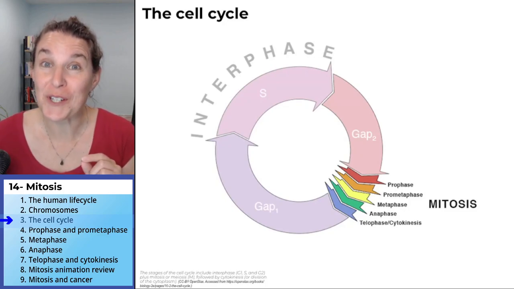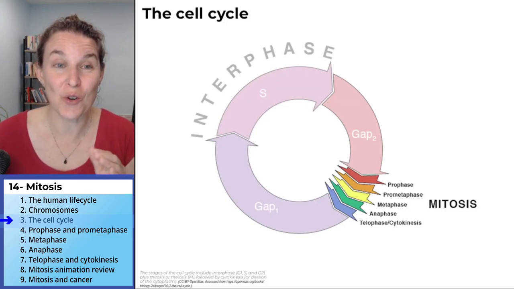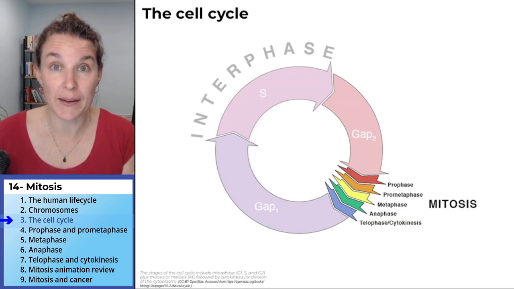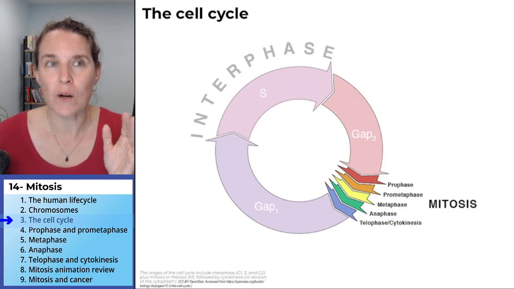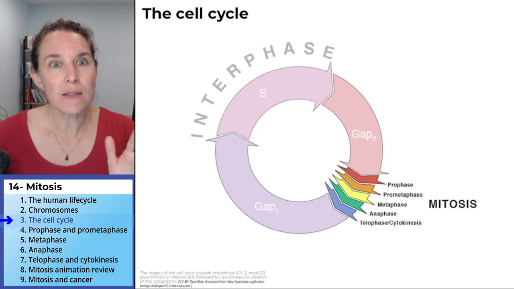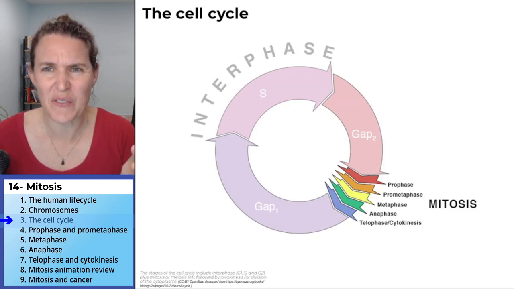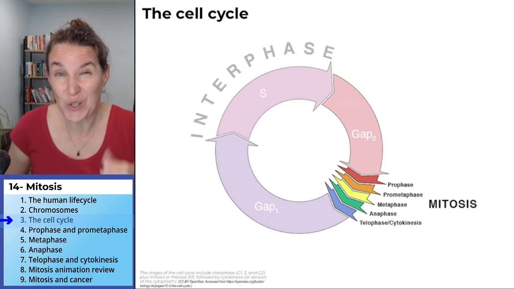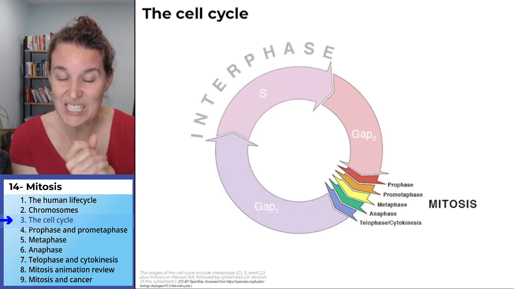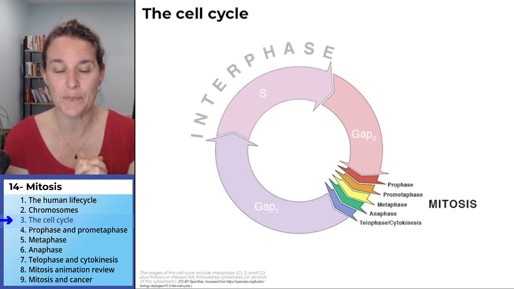Now we have the words that we needed in order to describe our DNA. Now we need to know, okay, when does all this stuff happen? And we can use the DNA. It's going to give us clues and hints.